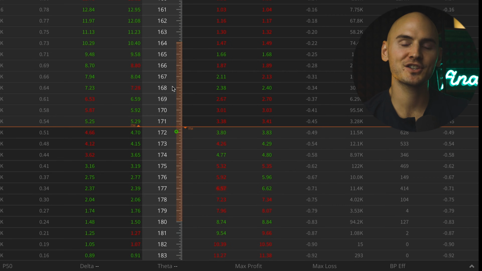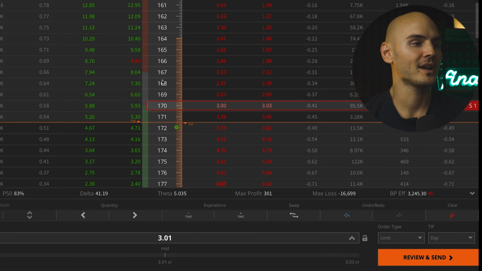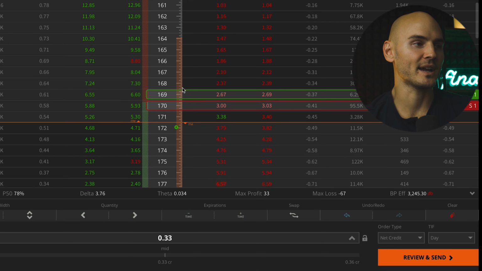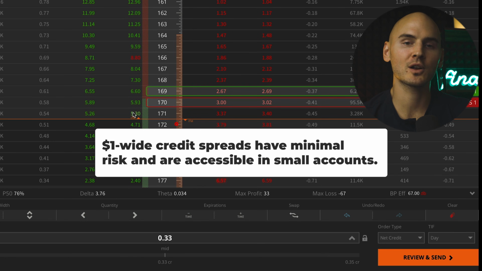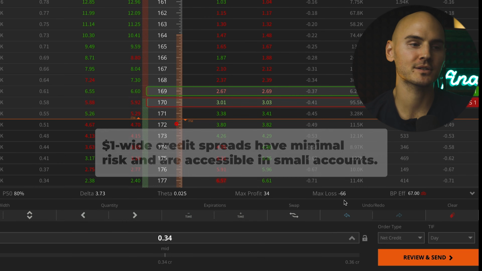I mentioned earlier that this strategy can be set up to require very little money to enter the trade. And so let's look at what that means. Let's look at selling the 170 put in IWM and buying the 169 put. We can see that this spread is $1 wide, which means its maximum value at expiration is $1. And we can see that the entry price is 33 cents, which means the max profit is $33 and the max loss potential is $67. So by using put credit spreads with very narrow strike widths, you can trade with a very small amount of money and have very minimal loss potential.